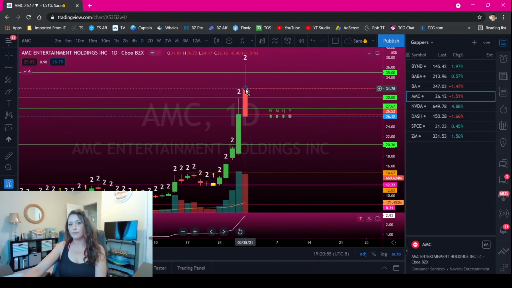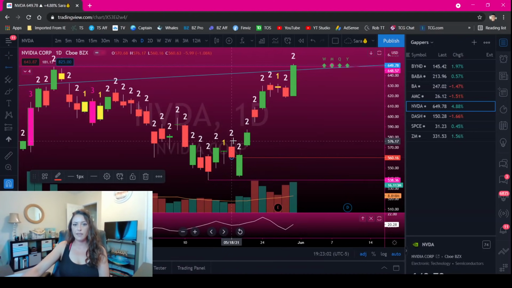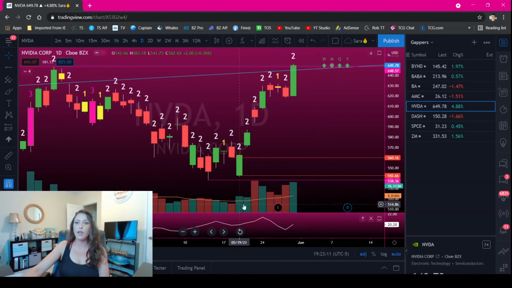And then, like I said, remember that general rule of thumb: gap ups are for selling and profit taking. Okay, here's NVDA. Let's talk about this daily gap. So we closed here on this day, and then on this day we opened here. So we opened $18 lower than we closed. So this is a good example of when gap downs are for buying.